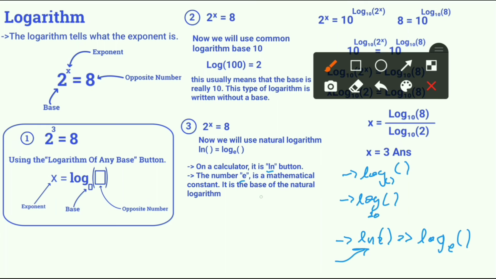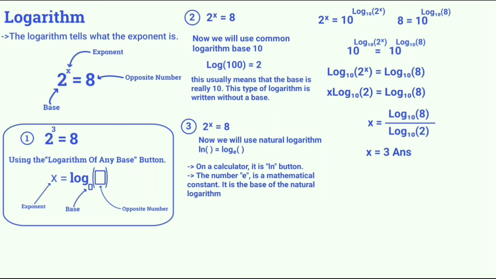The number e is a mathematical constant. It is the base of the natural logarithm. So this is a natural logarithm. This is how it is.